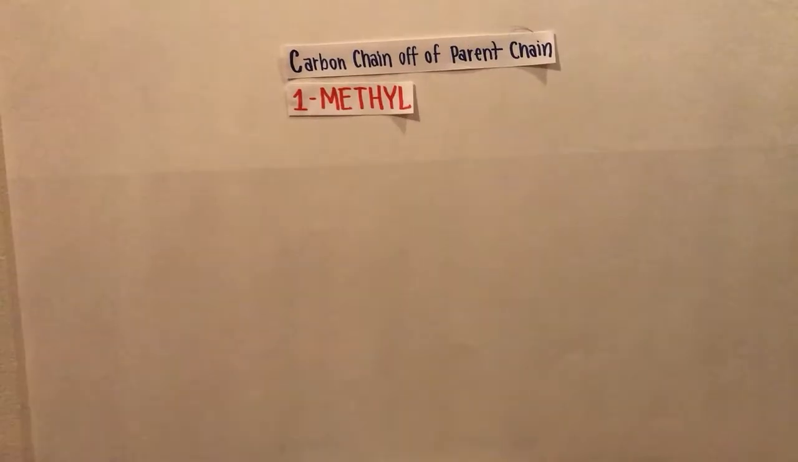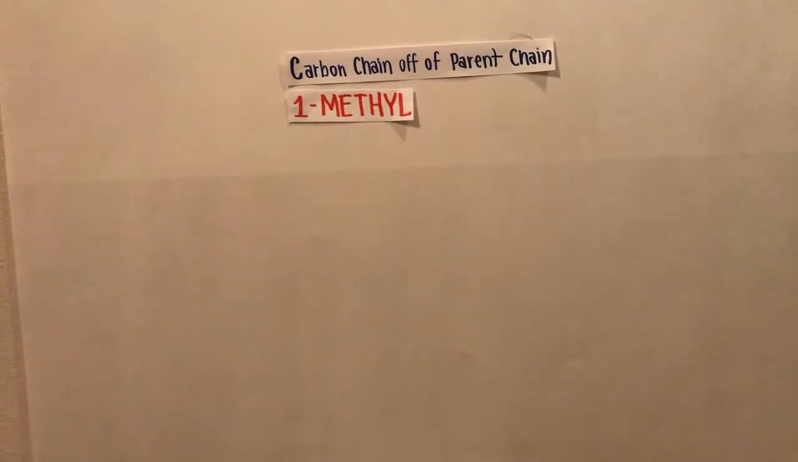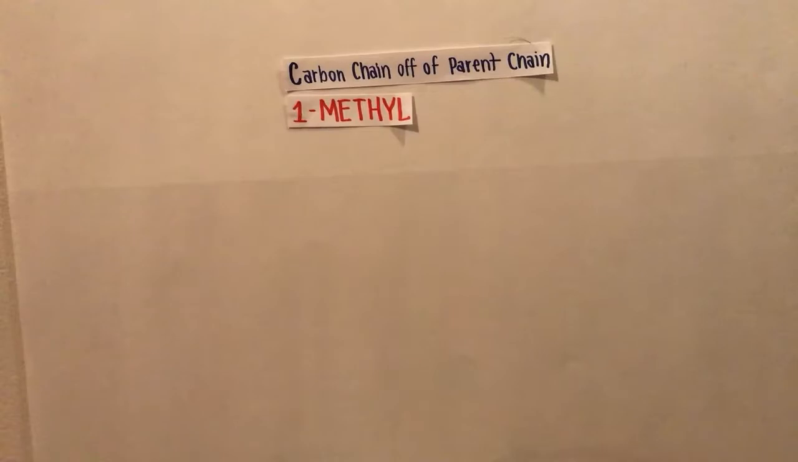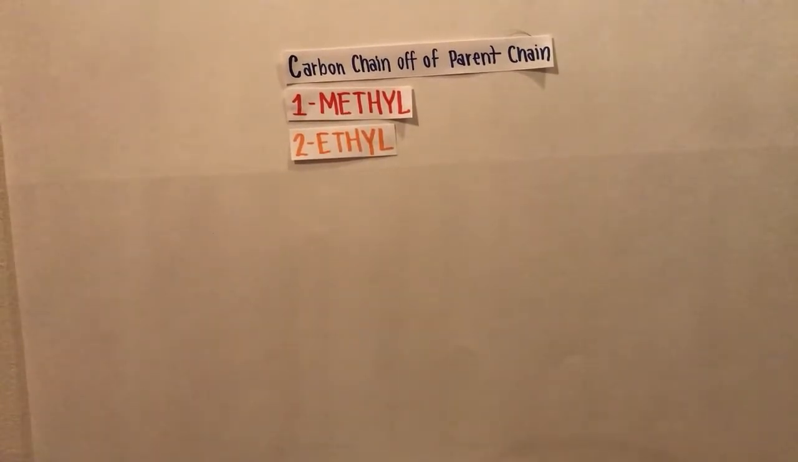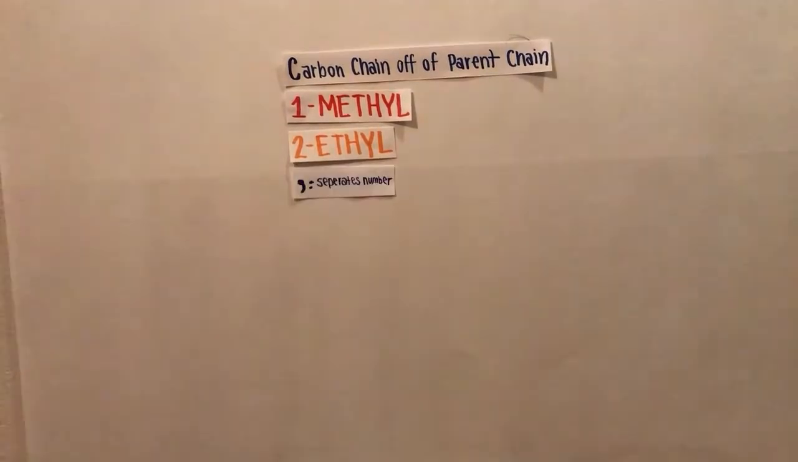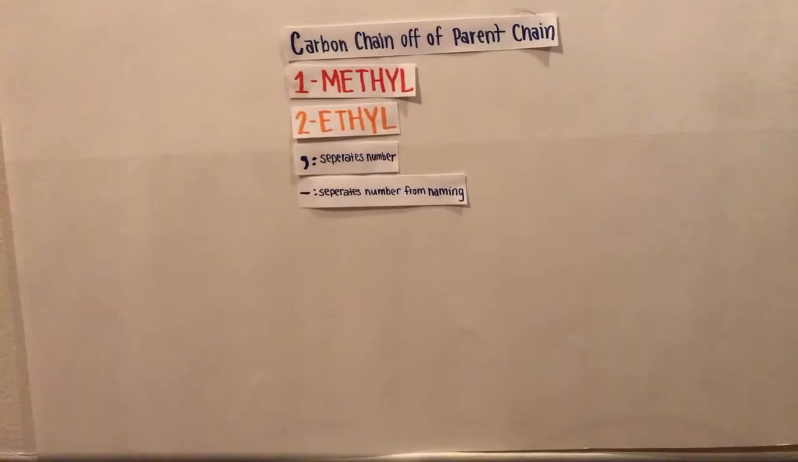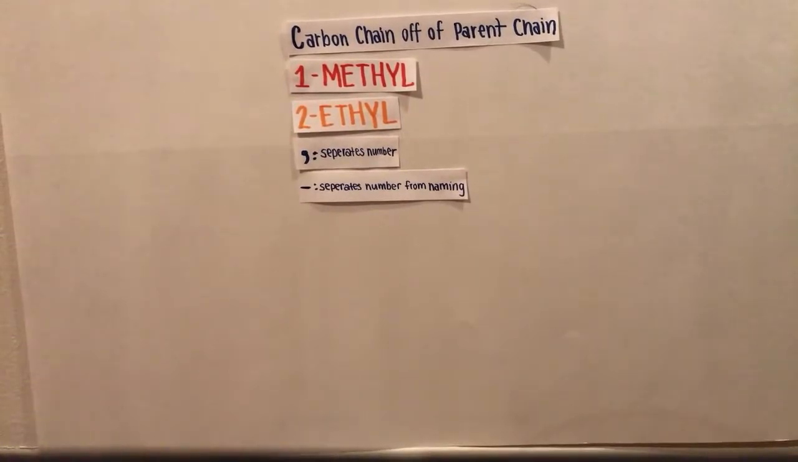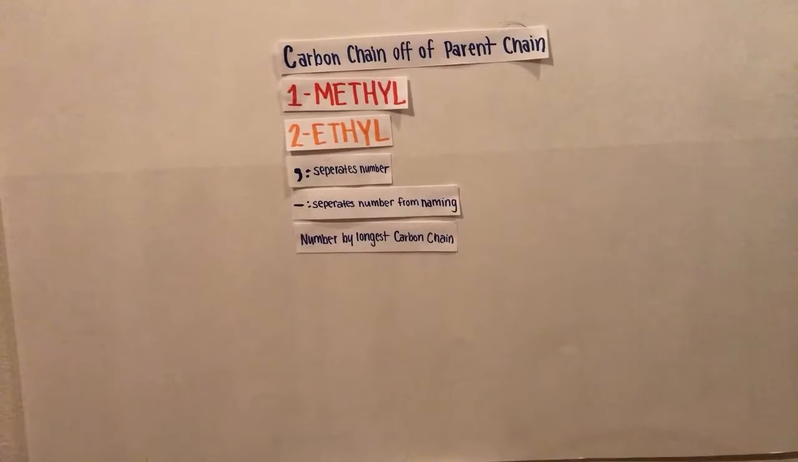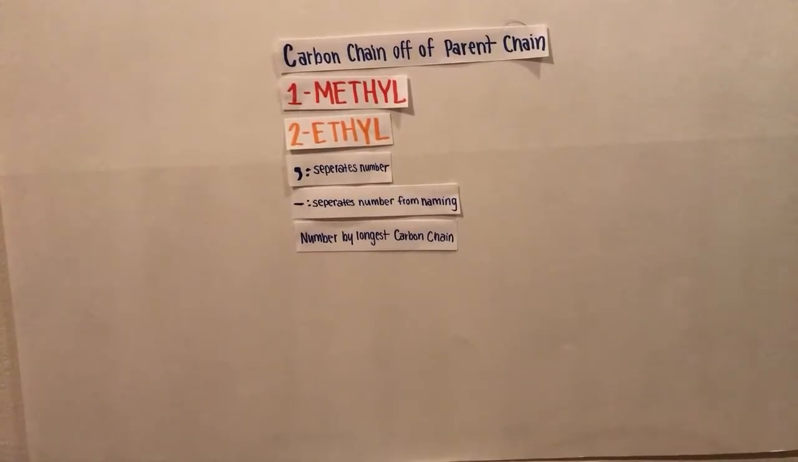When naming an organic compound, you have to keep in mind that carbon chains come off of the parent chain. A parent chain is the longest chain of carbons. If one carbon comes off of the parent chain, then it's a methyl. If 2 carbons come off of the parent chain, it's an ethyl. A comma separates the numbers from each other, and a dash separates the numbers from the naming. The numbers are determined by the numbering of the longest carbon chain.